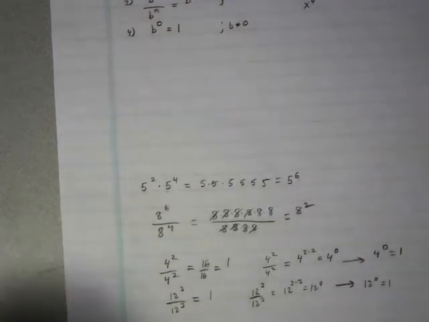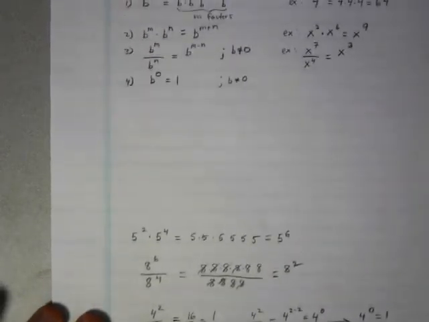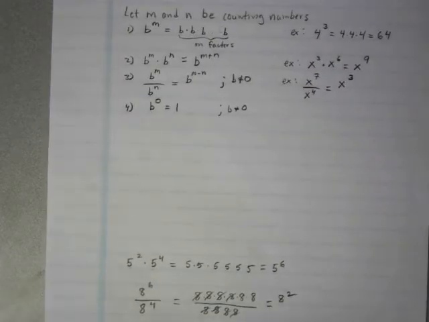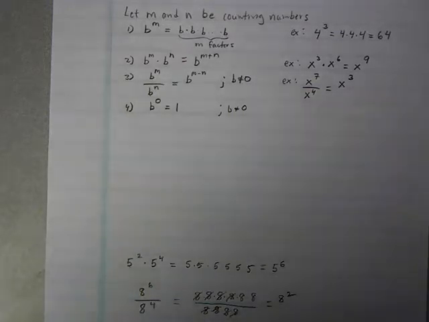So that's rule number 4. Anything raised to the 0 power, except for the number 0, is 1. 0 to the 0 itself is simply undefined. We don't deal with 0 to the 0 for a good reason. Here's my good reason.